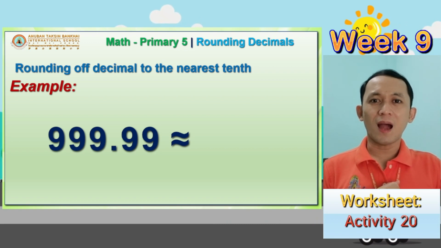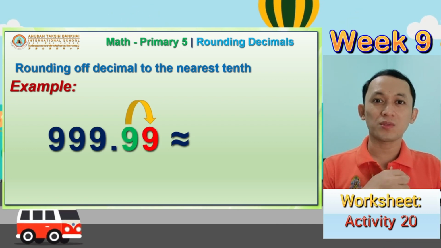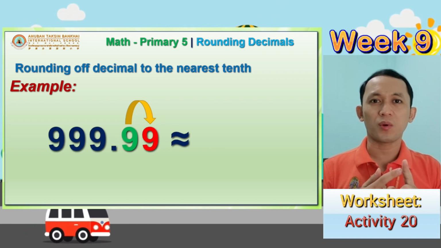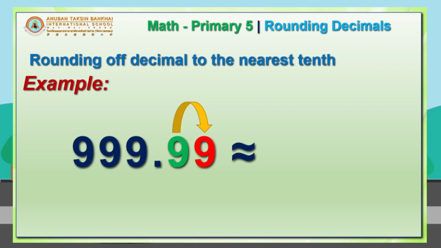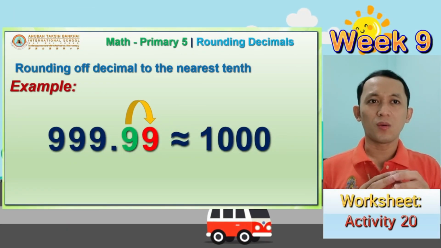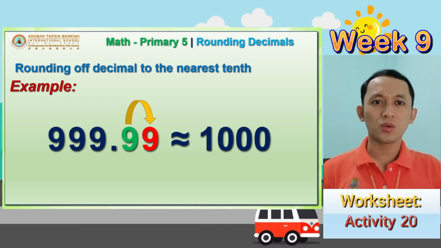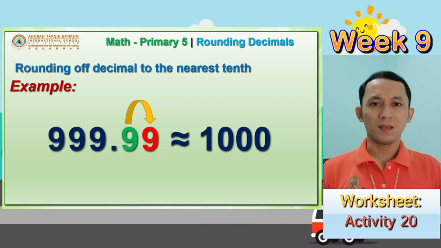Now, let's have this one again: 999.99. Take note that our tenths place is 9. So we're going to check the number on the right, that is also 9. Therefore, we are going to add 0.1 to the tenths place. If we add 1 to 9, that will be 0 carry 1. So that will be equal to 1,000. So 999.99 is approximately equal to 1,000. Okay, so that is very, very easy.